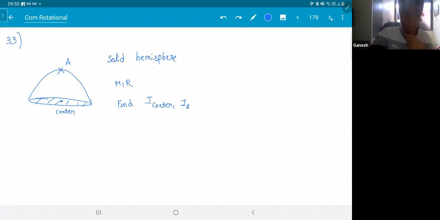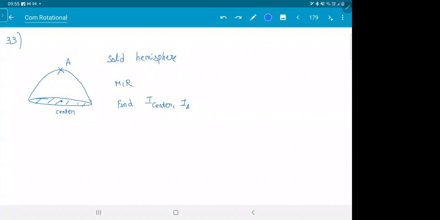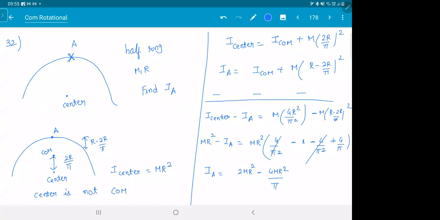Sir, can you go to the previous page? What? Previous page, sir. Clear.